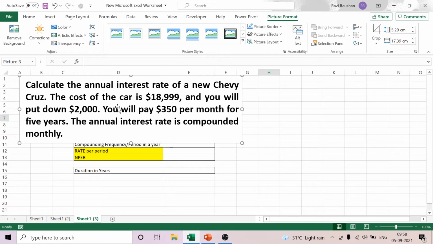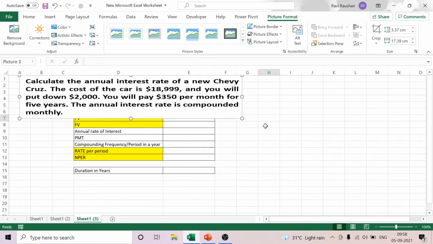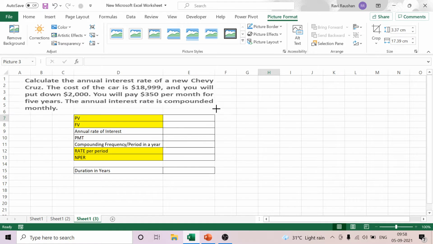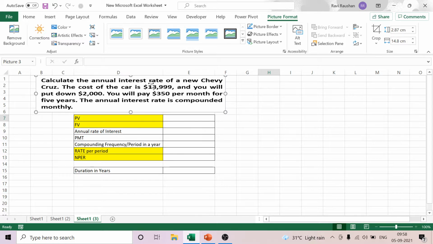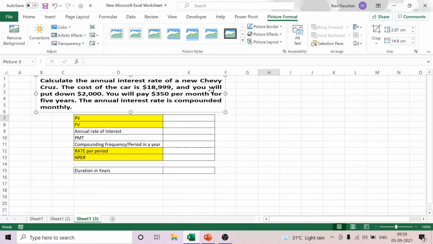So here what they're saying, if you read it correctly, is to calculate the annual rate of a new Chevy Cruze. The cost of the car is 18,999 and you will put down 2,000. Now remember this, you are putting down 2,000. That means 18,999 minus 2,000, that is 16,999, is the loan that you are supposed to take. You will pay 350 per month for 5 years. Annual interest rate is compounded monthly. And here you are supposed to calculate the annual rate of interest.